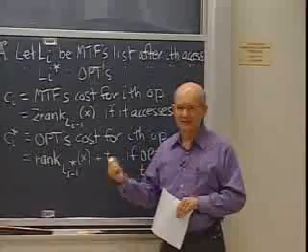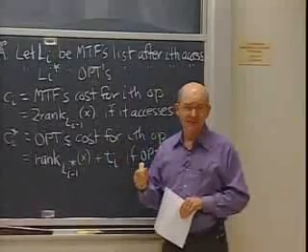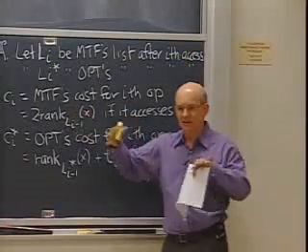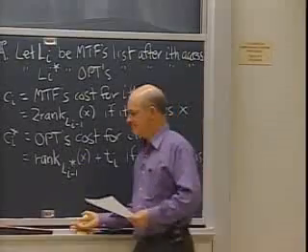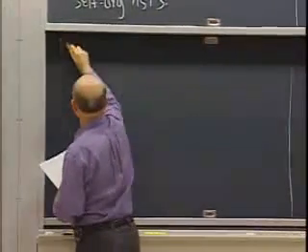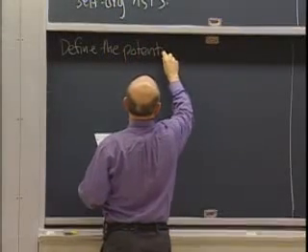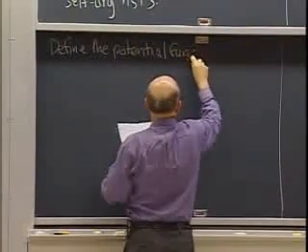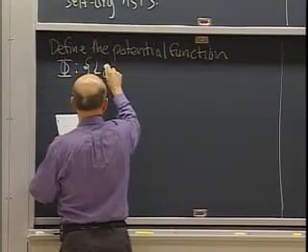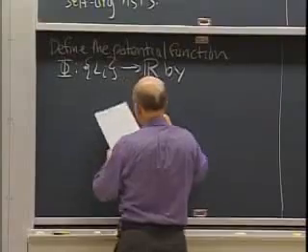What technique did we learn last time? Potential function. Good. We're going to define a potential function that measures how far apart these two lists are. And the idea is that, so let's define that, and then we'll take a look at it. So we're going to define a potential function, phi, mapping the set of MTF's lists into the real numbers by the following.